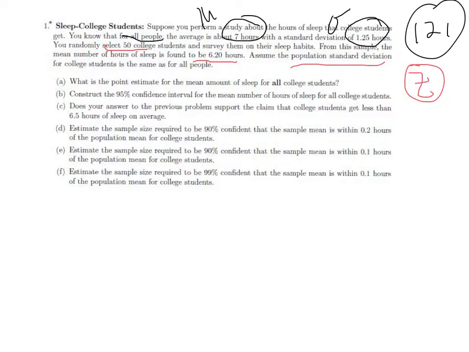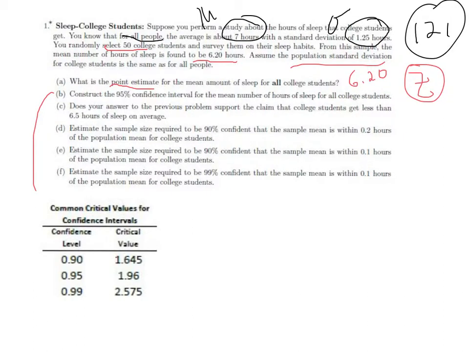So what's the point estimate for the average amount of sleep for all college students? Well, that's what the sample average is, 6.2. Okay, that's the best guess based on this sample. But now we want to come up with a better estimate, so we're going to construct a confidence interval. So for a 95% confidence interval, I see this is a mini table from the normal curve table in the back of the book.